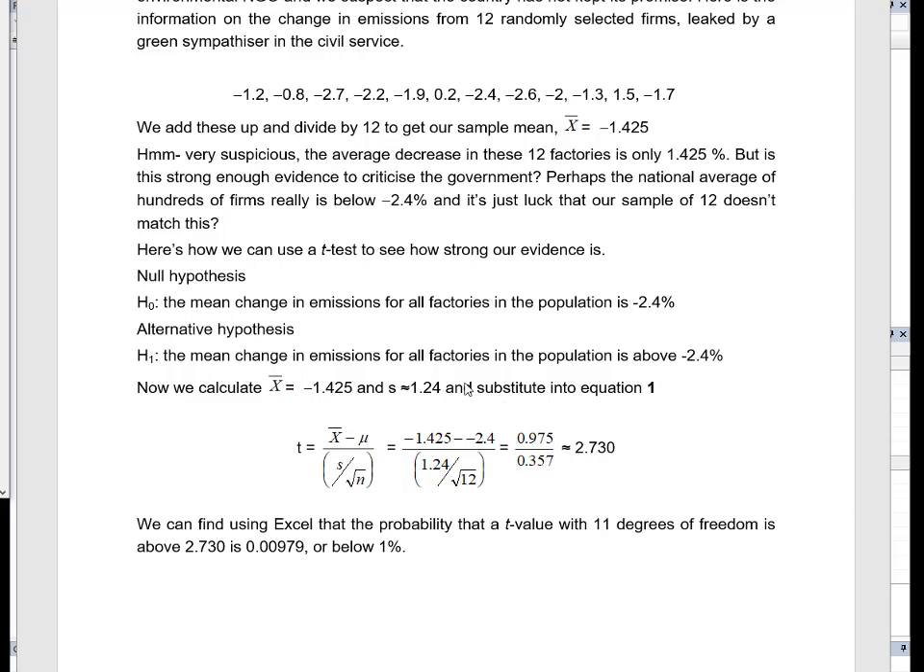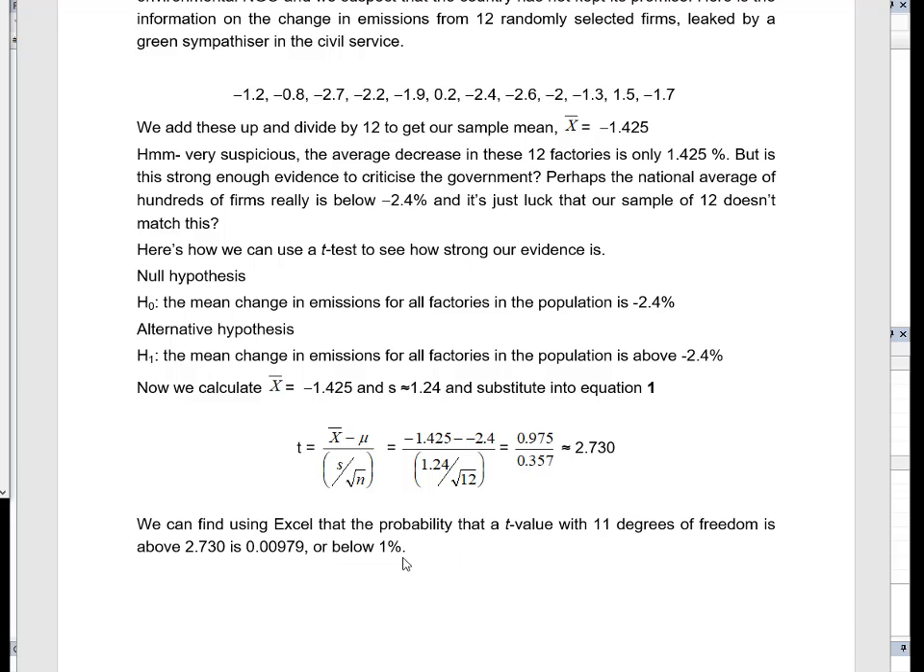Then you just take the figures you have. So you've got the sample mean, sample standard deviation, and you substitute it back into equation 1 above for the t-value, which is this, along with mu is the mean, the hypothetical mean. So if the mean really is this negative 2.4, then the t-value must be this. But what's the chance of getting a t-value like that?